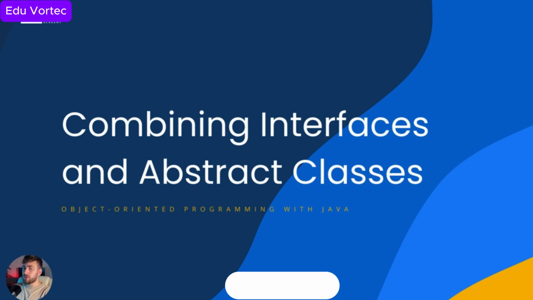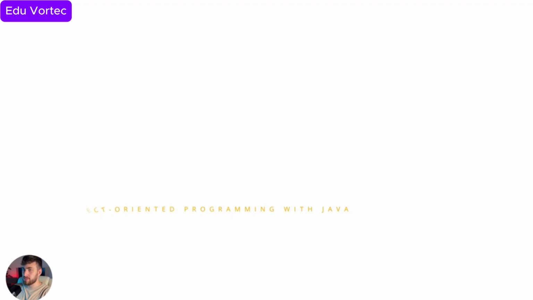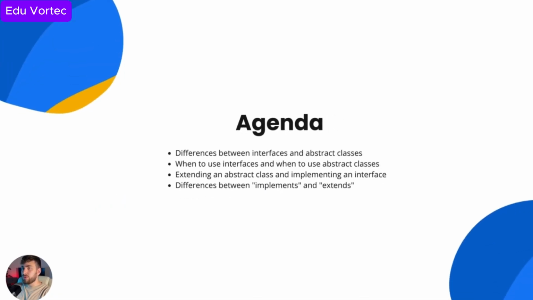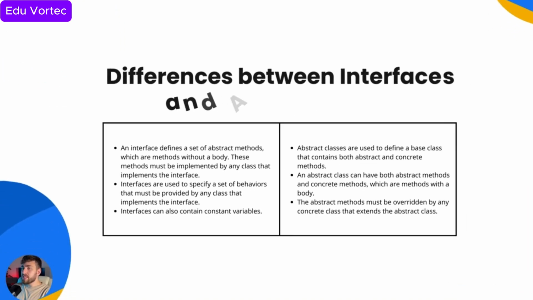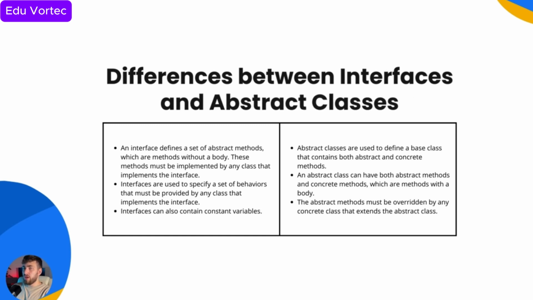In this lesson, we will start by discussing the differences between interfaces and abstract classes. So, during this lesson, we will discuss the following topics: the difference between interfaces and abstract classes, when to use interfaces and when to use abstract classes, extending an abstract class and implementing an interface, and also we'll discuss differences between implements and extends keywords.